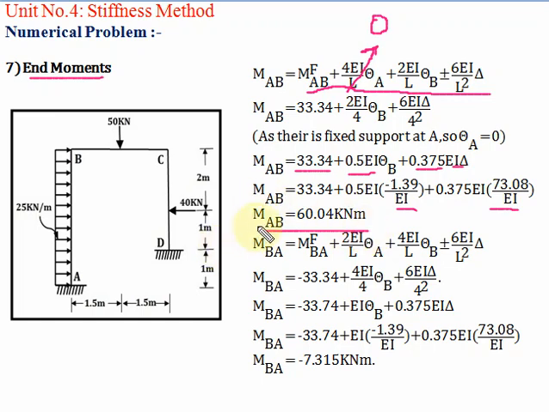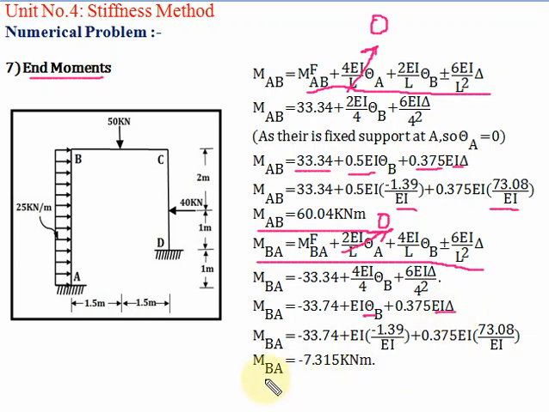Now after finding out the end moment in member AB, find out the end moment in member BA. So apply the slope and deflection equation. So MF BA plus 2EI upon L theta A plus 4EI upon L theta B plus minus 6EI upon L square delta. Now here the value of theta A is 0 because support A is fixed. Now putting the value of length and simplifying the equation, we get MBA equal to minus 33.74 EI theta B plus 0.375 EI delta. Now put the value of theta B here and delta.